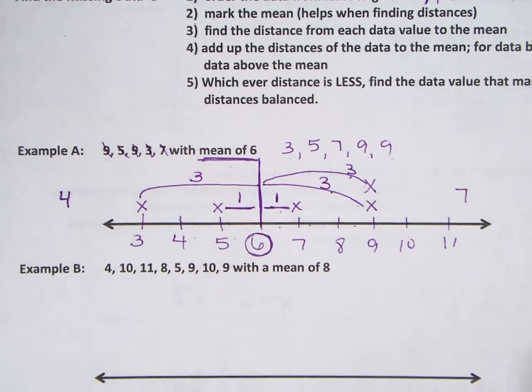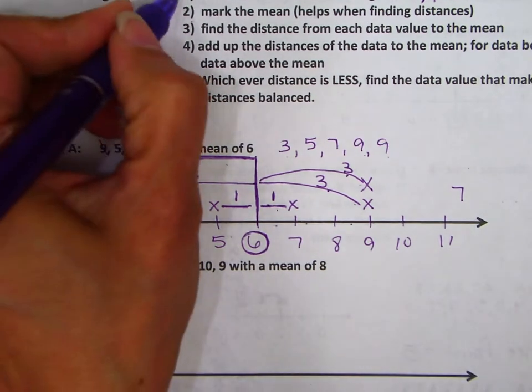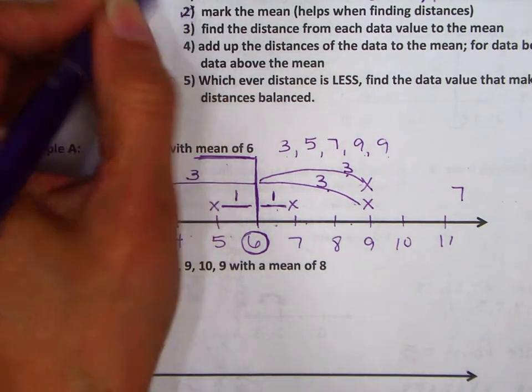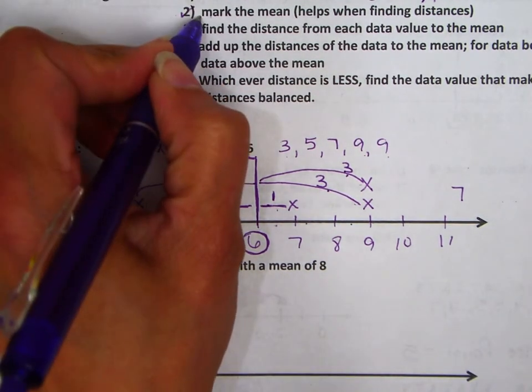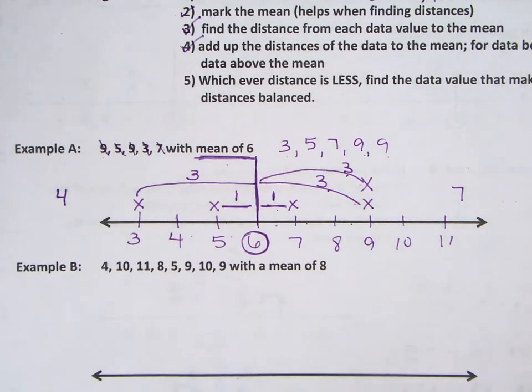All right, now we talked about this before. This is not balanced. And the reason it's not balanced is because it is missing a piece of data. And I need to figure out what that is. So I have ordered my data. I have marked the mean. I have found the distances, and I've added up the distances. And I see that they're not the same.